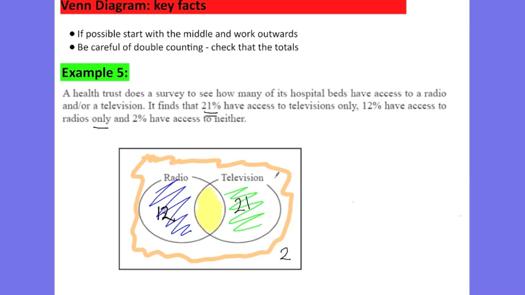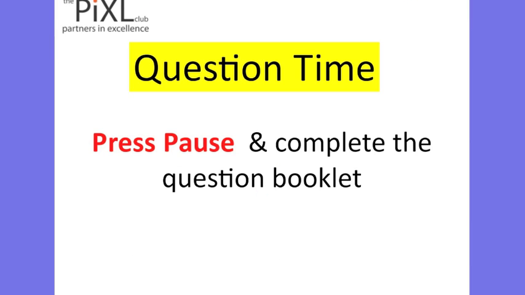Now remember, this is percentages, so everything must add up to 100. We add our 12, our 21, and our 2, and we get 35%. Therefore, the remaining set percentage here in the middle must be 65. 65% have access to radio and television.